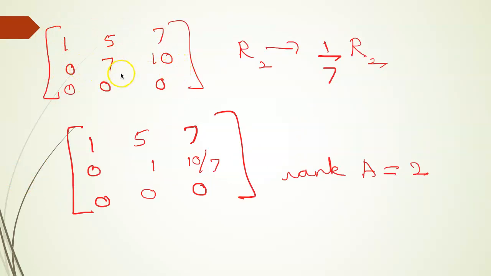I want to make this entry 1. So I divide the second row by 7. So this is your echelon form of the matrix. You can see that all the 0 rows are below and the first entry in every non-zero row is 1. So the rank of this matrix is 2.